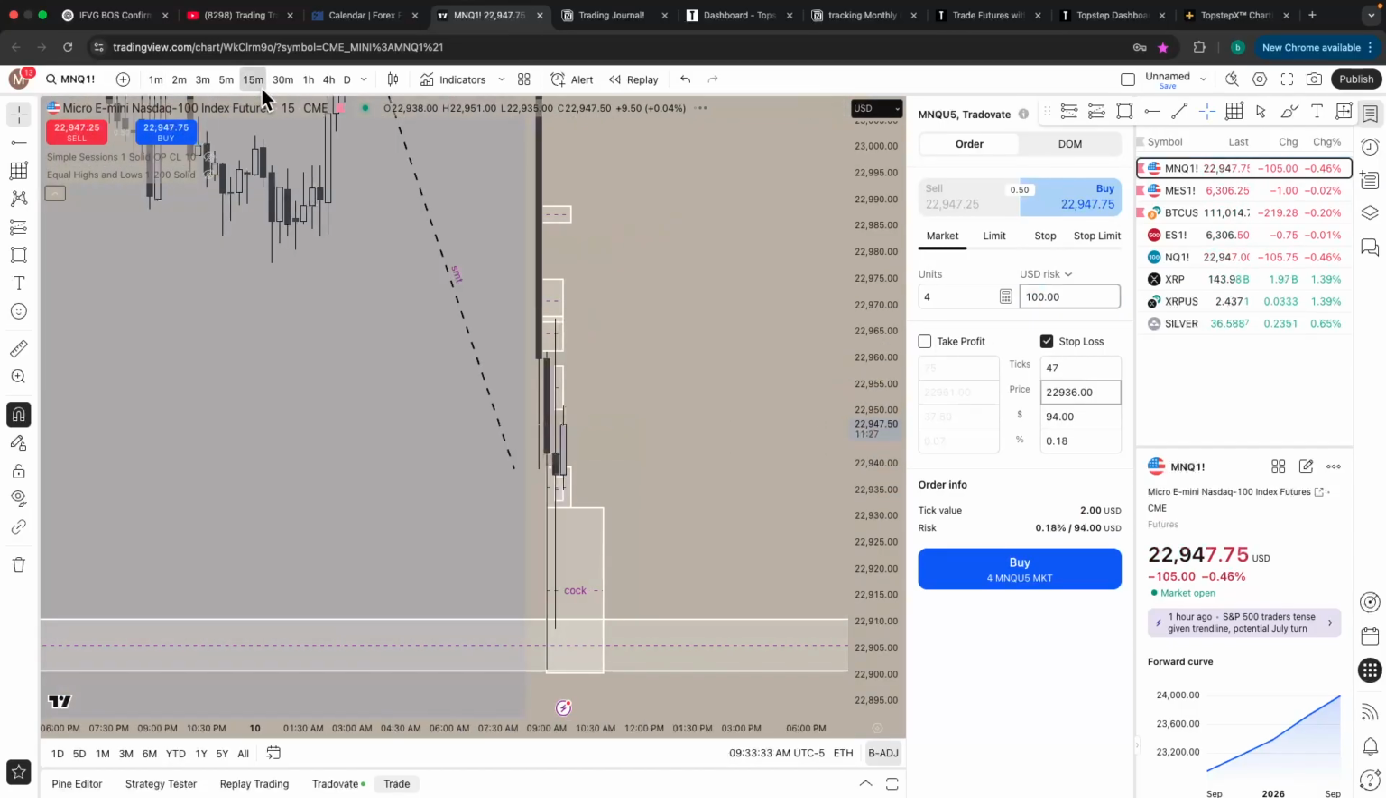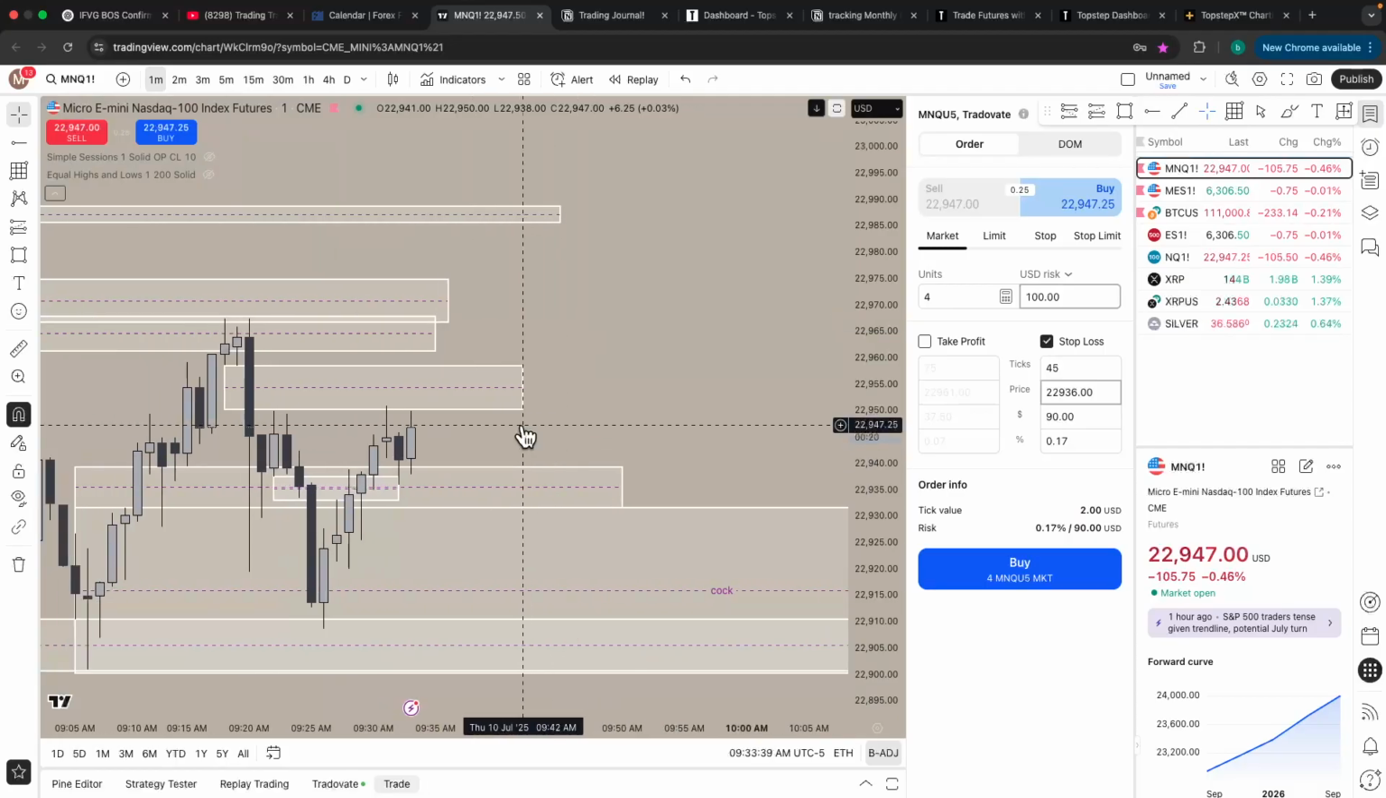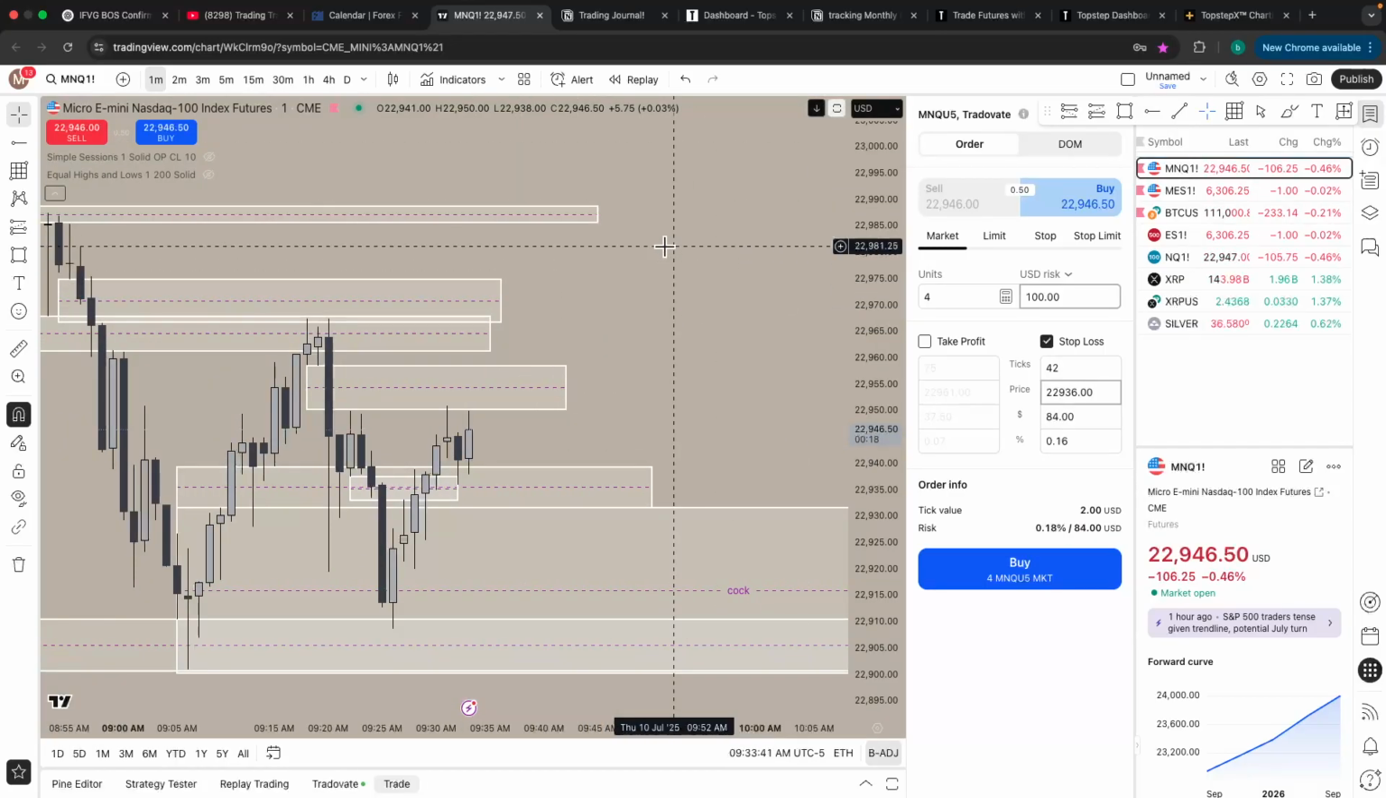Let's go to the 15-minute time frame actually and target gaps. Actually, let's go to 1 minute. We still got 20 seconds on that. Hopefully it will break structure.